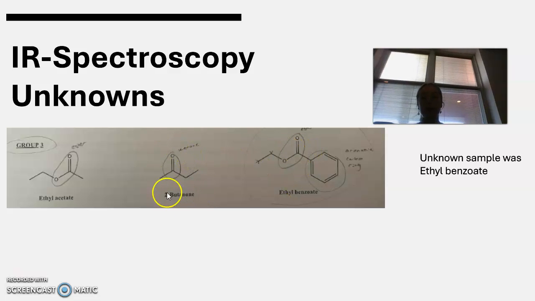Again, in 2-butanone, there was a ketone, so that could have shown up around the 1713, but there was no aromatic carbon ring. And then the ethyl acetate, again, there was an ester, but no aromatic carbon ring. So for all those reasons, I chose ethyl benzoate to be my unknown sample for the IR spectrum.